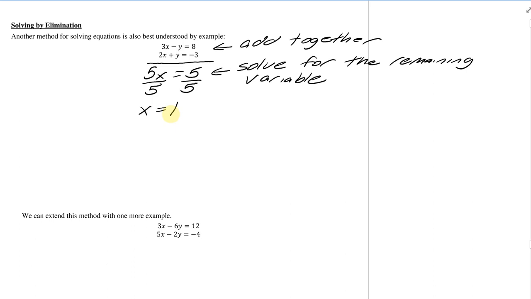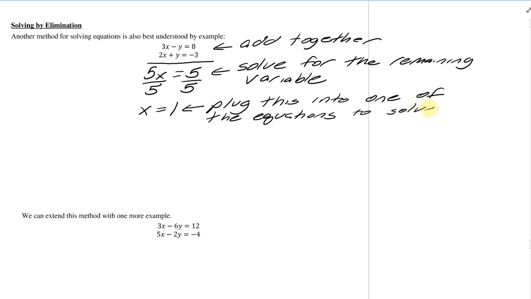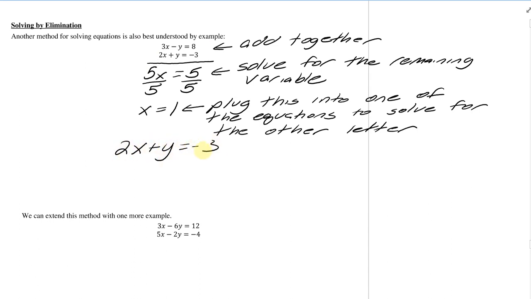And now what we're going to do is we still have another letter to solve for. So now we plug this into one of the other equations to solve for the other letter. Okay, so I'm just going to choose, it doesn't matter which one you choose, I'm just going to choose the second one because it just has more positive things on one side. That's really the only reason. So I'm going to use this 2x plus y equals -3.